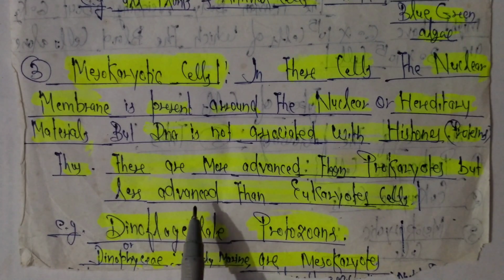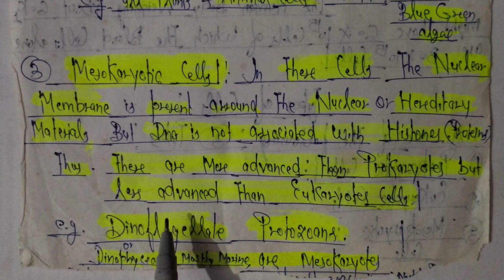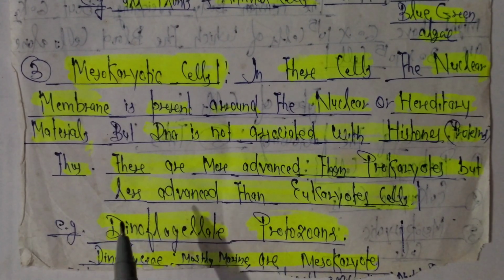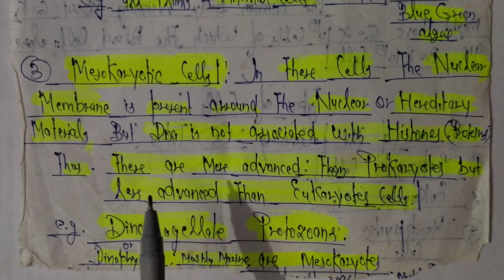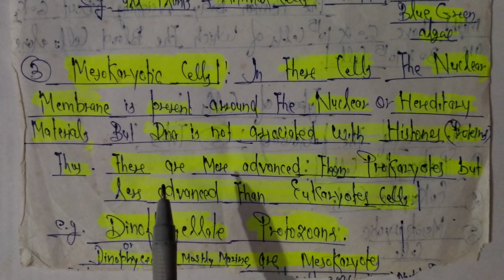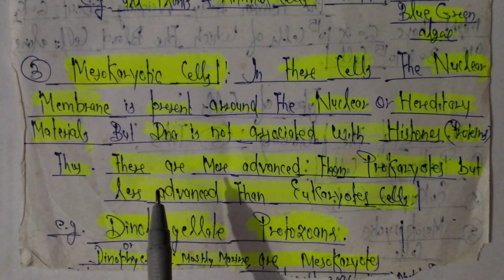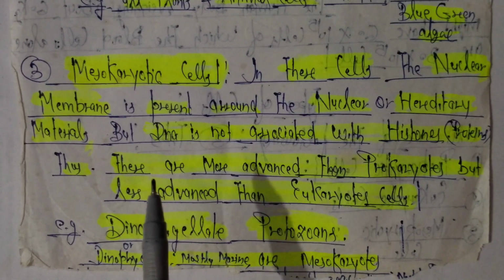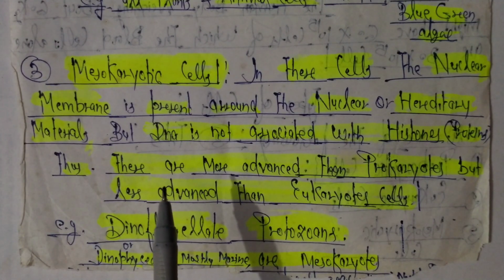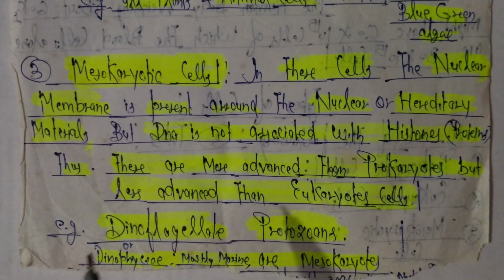But this is quite more advanced in comparison to the prokaryotic cell. Here the genetic material, that is the DNA, is lying within the nucleus. There is the presence of nuclear membrane, but keep in mind that this genetic material, the DNA, is not associated with the histone protein. The DNA is associated with the histone protein only in the case of the eukaryotic cell. So the mesokaryotic cell is more advanced in comparison to the prokaryotic cell and less advanced in comparison to the eukaryotic cell.